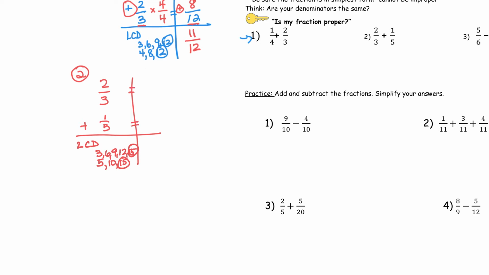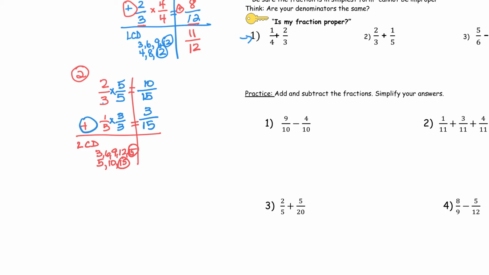Now we're going to rewrite our fractions with the same denominator. I'm going to write equivalent fractions using 15 as my denominator. So 5 times what is 15? Or 5 goes into 15 how many times? 3. So I'm going to multiply this by 3 over 3. 5 times 3 is 15. 3 times 1 is 3. Same thing here on the top. 3 goes into 15 how many times? 5. So I'm going to multiply by 5 over 5. 3 times 5 is 15. 2 times 5 is 10.